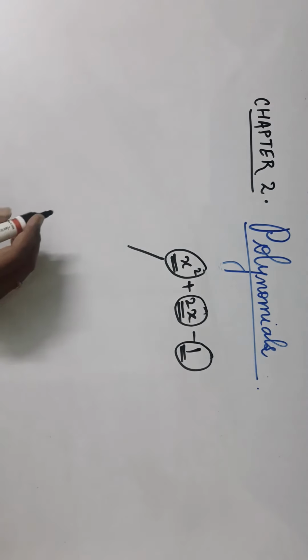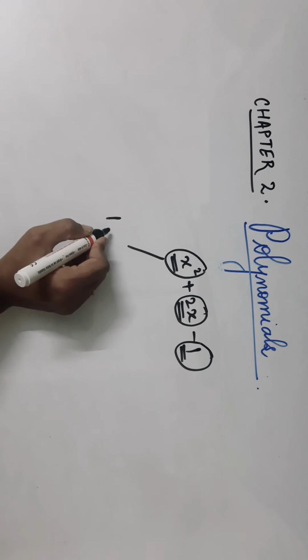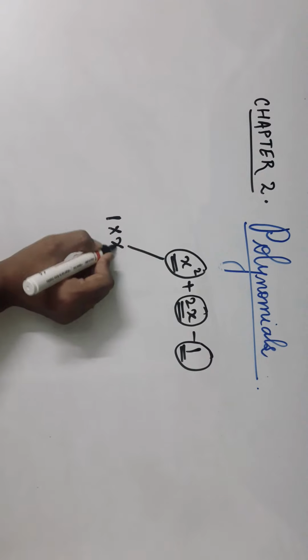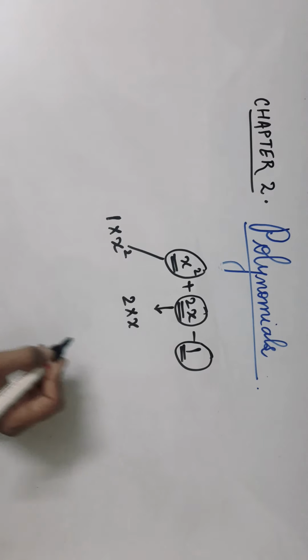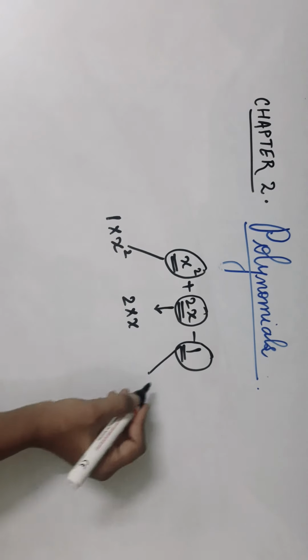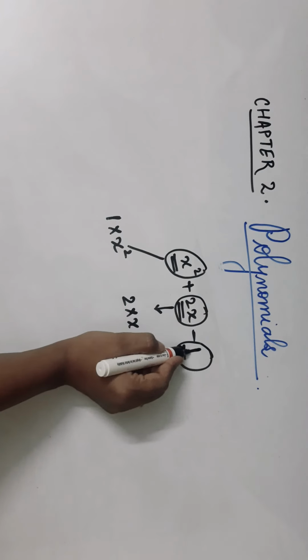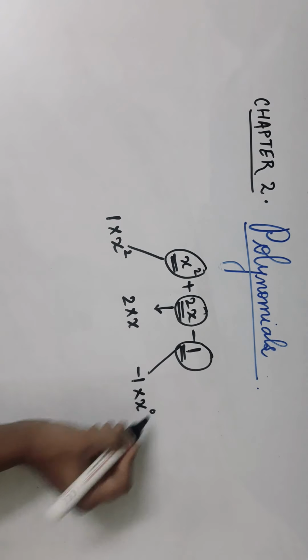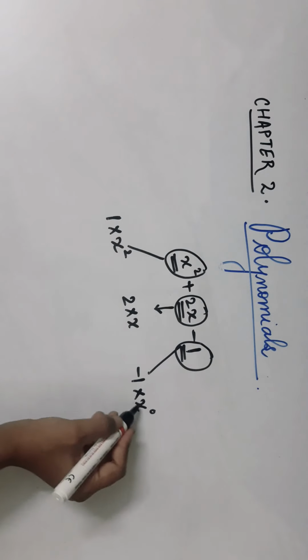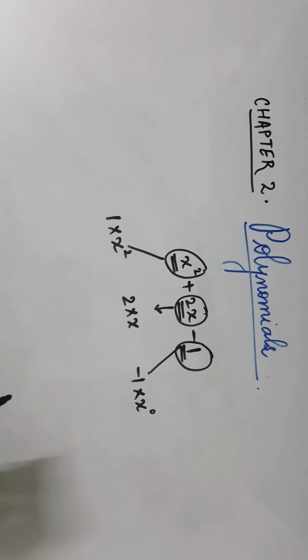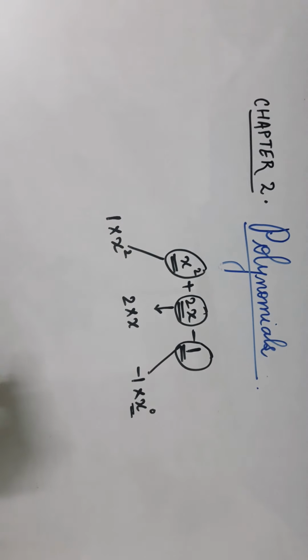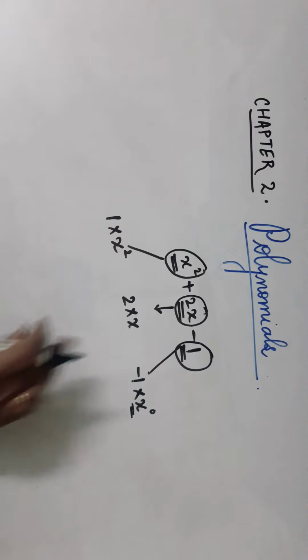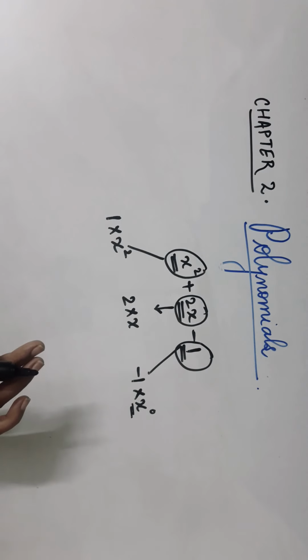So what is the constant there? 1, and it is multiplied with the variable x square. In this term, 2 is the constant multiplied with the variable x. Here minus 1 is the constant multiplied with the variable x raised to 0. X raised to 0 is equal to 1. Anything raised to 0 is equal to 1, and 1 into anything is the same number. We have seen this many times in the previous chapter. So in this polynomial there are 3 terms, right?